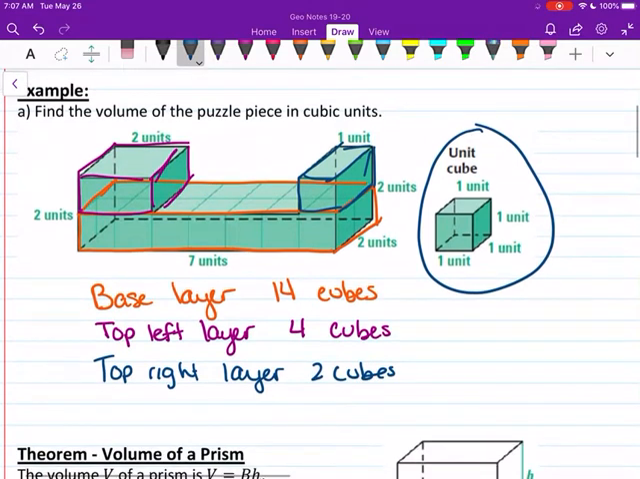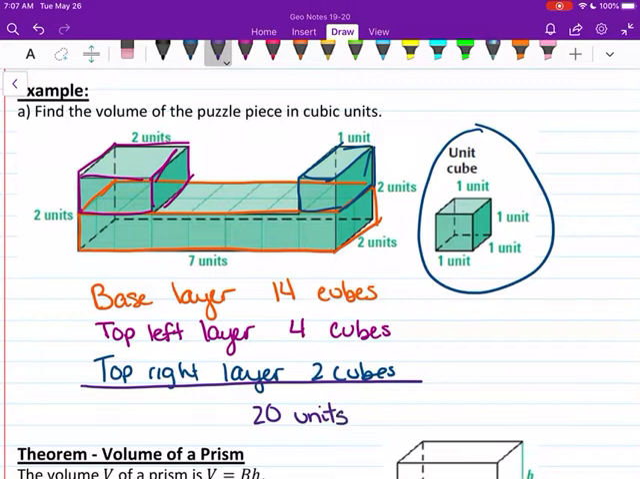So if I add that all up, I get a total of 20 cubes. Okay, or I can say 20 units cubed. Or 20 cubic units, that's what I'll do, 20 cubic units. Okay, which is the same thing as 20 units cubed. Doesn't matter how you write it.